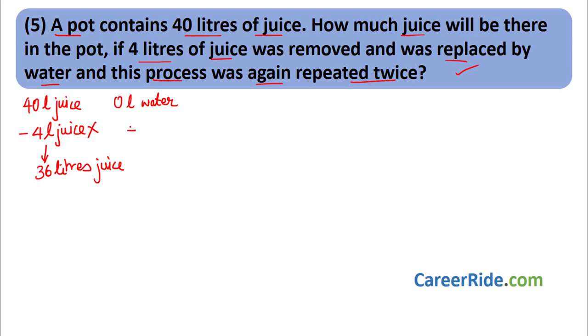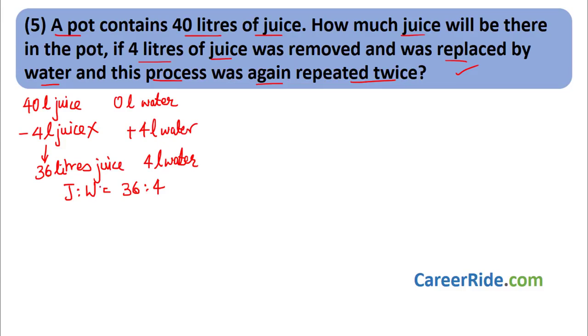After removing 4 liters of juice, they add 4 liters of water. Corresponding amount of water is added. So how much water is there now in the pot? 4 liters of water. So what is the ratio of juice to water? It is equal to 36 is to 4. 36 liters is to 4 liters. We will not reduce it, we will keep it as it is.